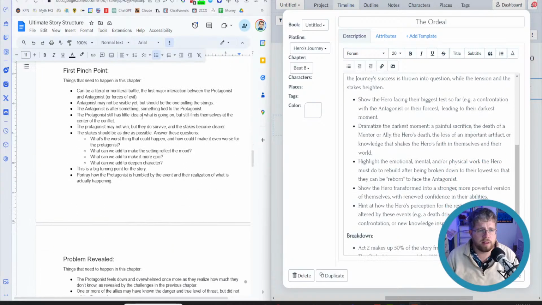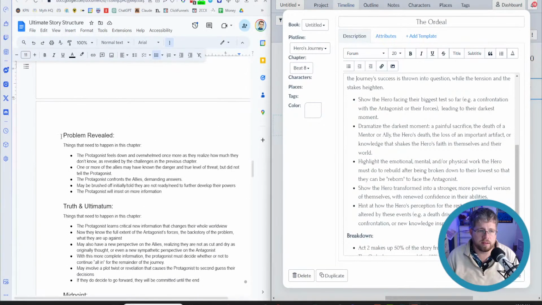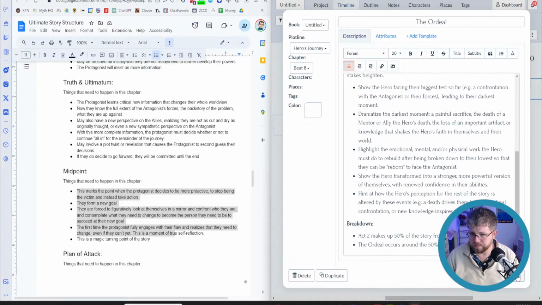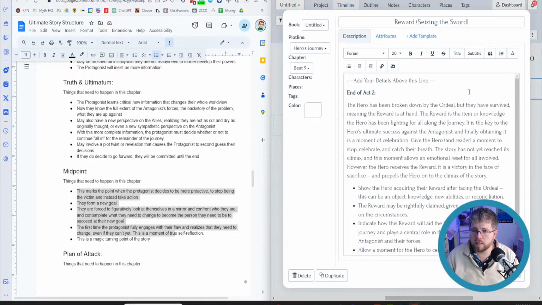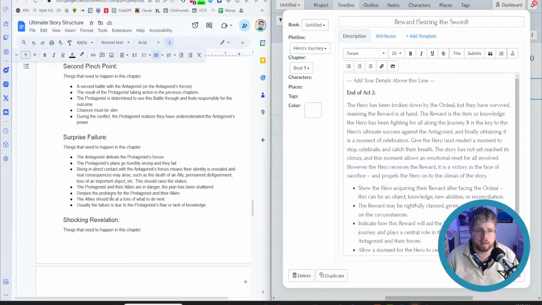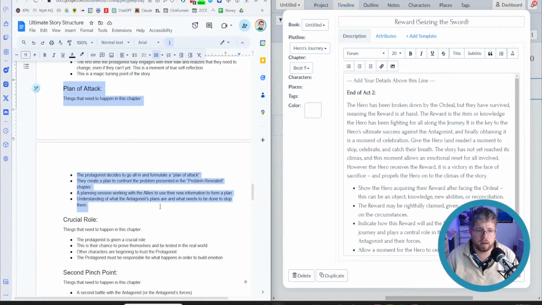So yeah, that would be this first pinch point here, which is a literal or non-literal battle. Yeah, pretty much got everything within that. And it reveals a big problem, a truth, an ultimatum, midpoint, all that's good. Reward, seizing the sword. I definitely have seizing the sword. That would be, where is it? Plan of attack, right here.